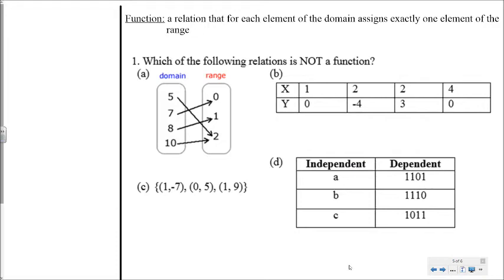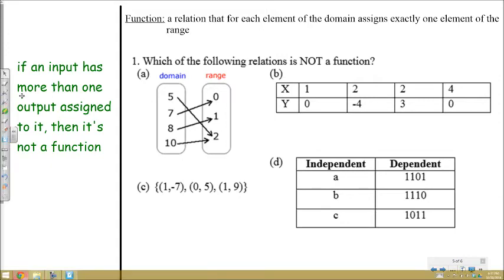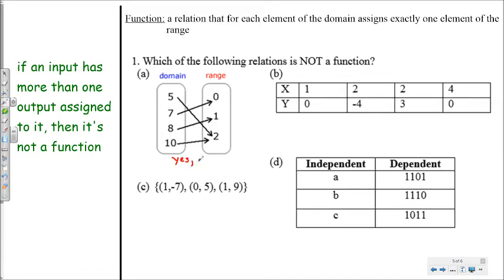So let's look at another example. Again, to remind us that a function is just a relation that for each input gets exactly one output. So just to note, if an input has more than one output assigned to it, it's not a function. So let's check our first one. Taking a look at elements of the domain, 5 gets assigned exactly one output of the range, 7 gets assigned exactly one output, 8 gets assigned exactly one output, and 10 gets assigned exactly one output. So I would say that this is functioning properly. So yes, this is a function.